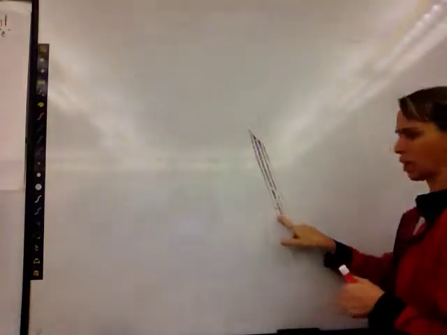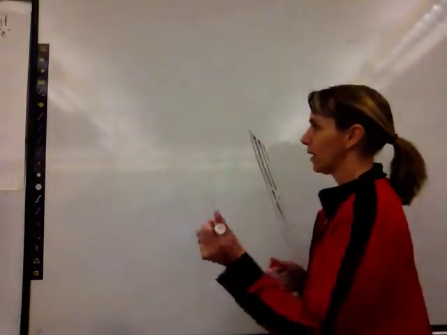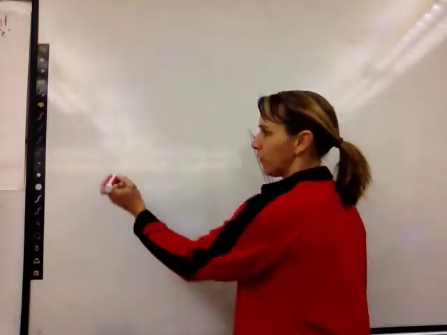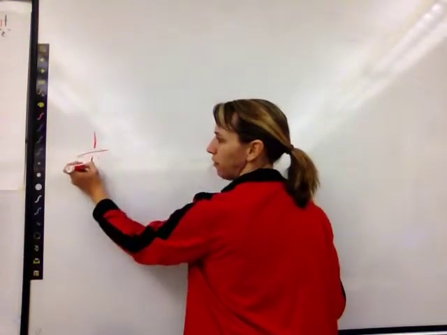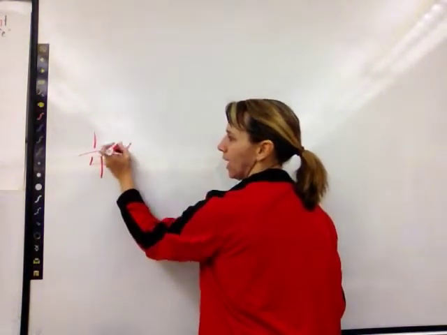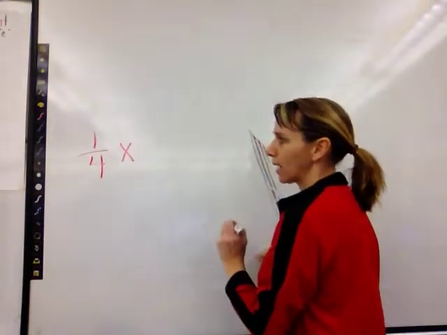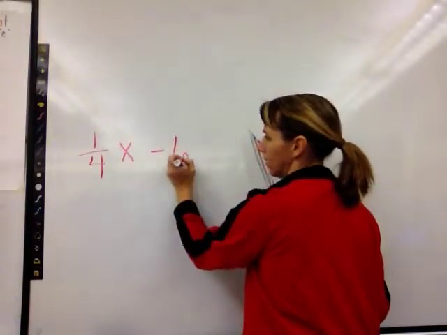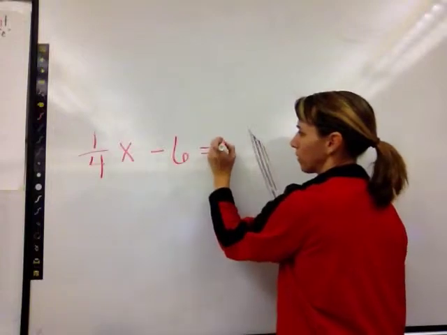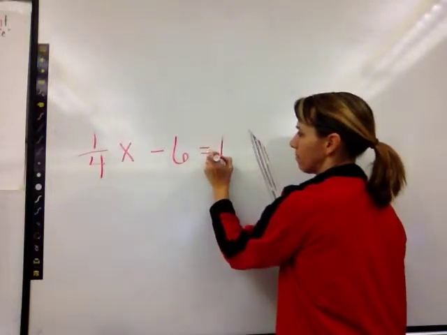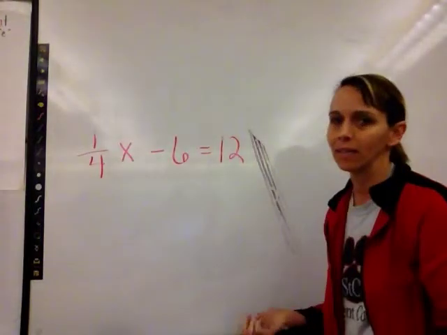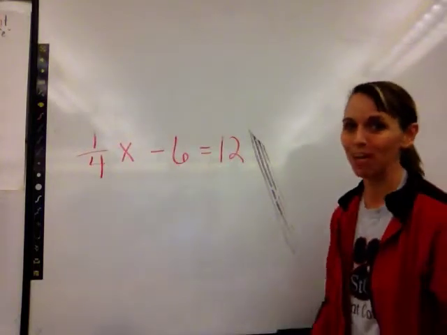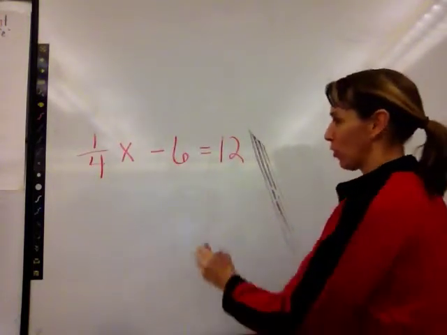I would like to try one more. If we did 1/4 x minus 6 equals 12. I'm just making this up. I'm not even sure if this is going to work, but I just want you to go through the steps so you know what to do.